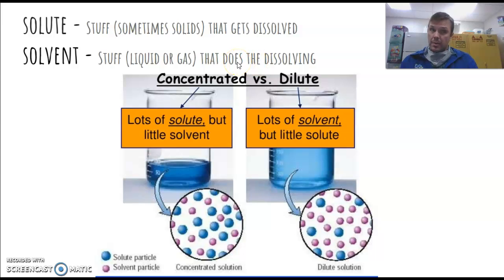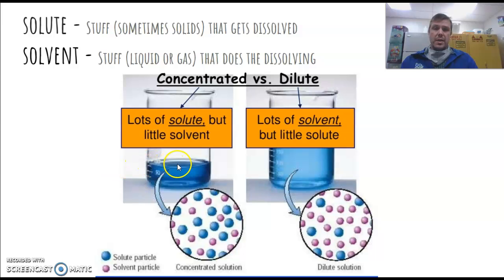So, for example, if I take sugar and I put it in water, I've made sugar water. Sugar water is a solution. The solute is sugar, the solvent is water. So you want to be thinking about solutions as having two parts, particularly as we go through this part of our class.